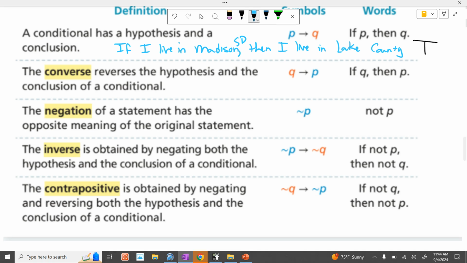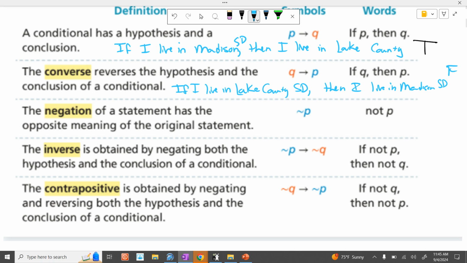The converse is you switch the hypothesis and conclusion around. So the converse would be: if I live in Lake County, South Dakota, then I live in Madison, South Dakota. True or false? False. Because even though you live in Lake County, it doesn't mean you have to live in Madison. You could live in Chester. You could live in Rutland, whatever. But the converse isn't always true.